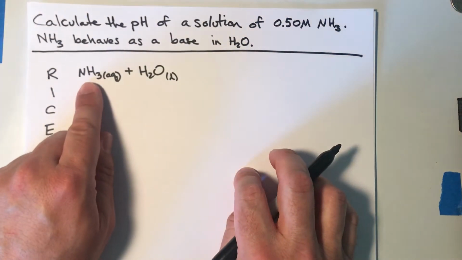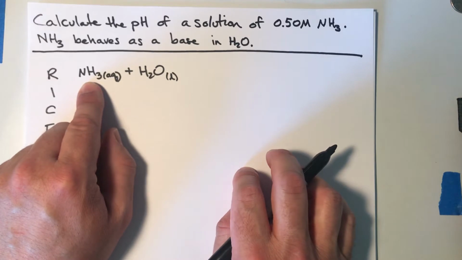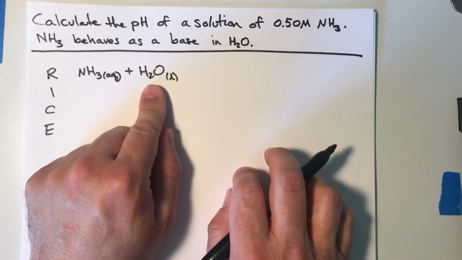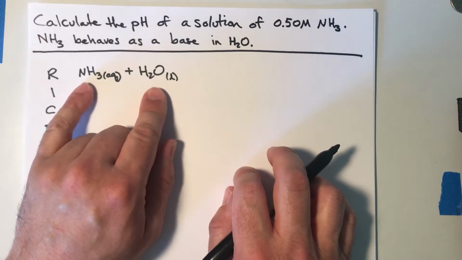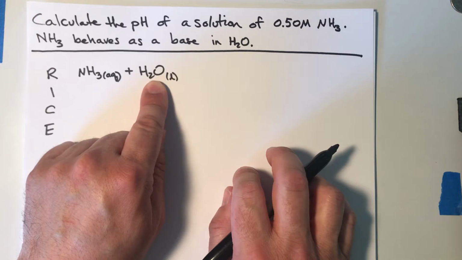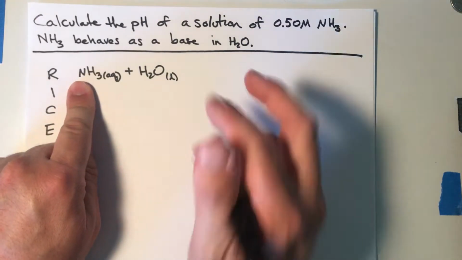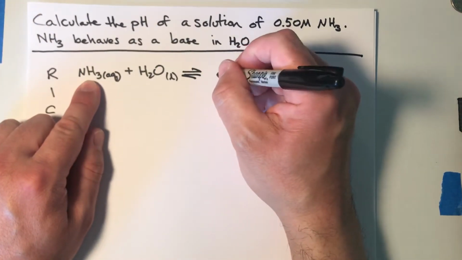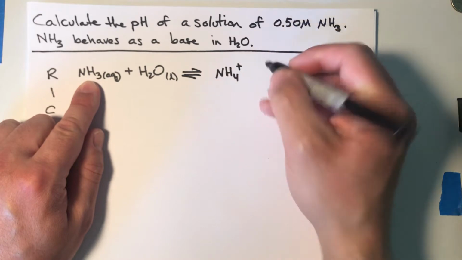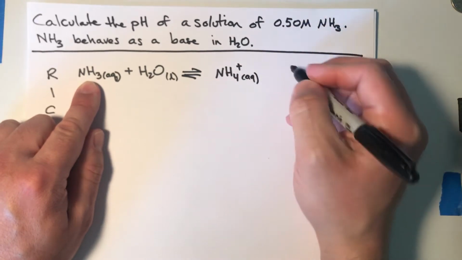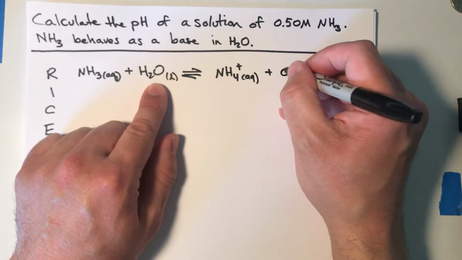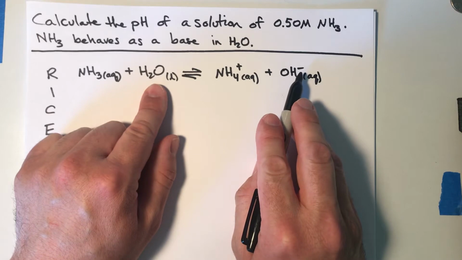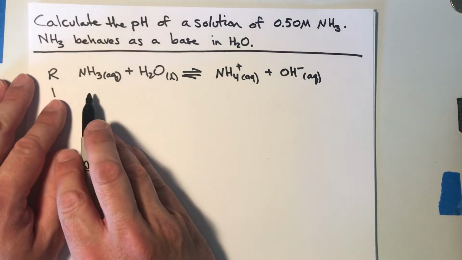Now remember, Bronsted-Lowry bases accept hydrogen ions from water, whereas the water will behave as an acid and donate a hydrogen ion. So we're going to transfer a hydrogen ion from water, the acid, to the NH3, the base. When NH3 accepts H+, it's going to become NH4+. Don't forget the change in charge. And for the water, that's going to leave behind OH-. Again, don't forget the charge on that one. All right, so now we have our reaction.